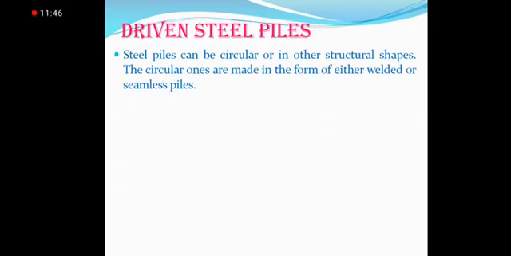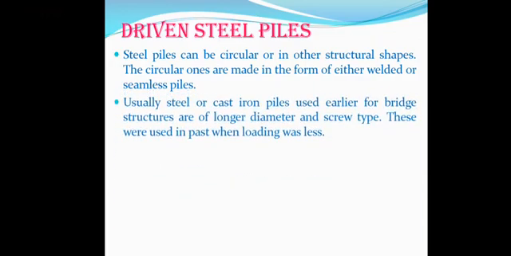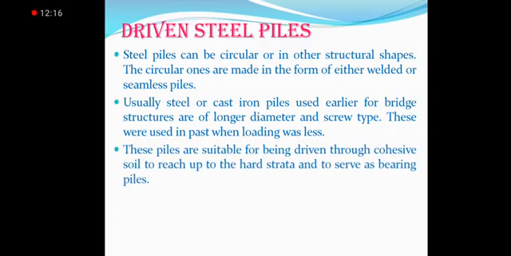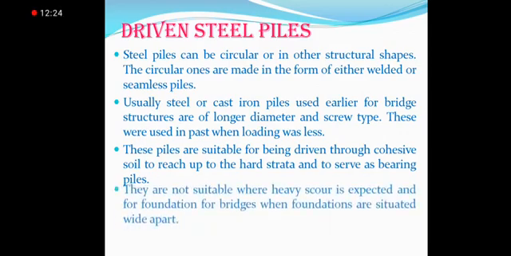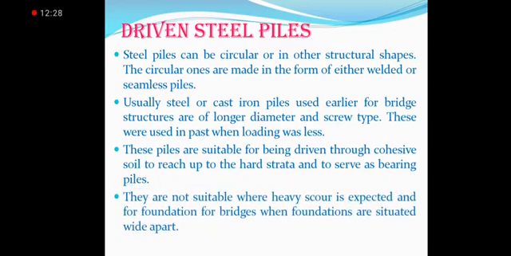Driven steel pipe. Steel pipe can be circular or in other structural shapes. The circular ones are made in the form of either welded or seamless steel. Usually steel or cast iron piles used earlier for bridge structures are of larger diameter and screw type. These were used in the past when loading was less. These piles are suitable for being driven through cohesive soil to reach up to the hard strata and to serve as bearing piles. They are not suitable where heavy scour is expected and for foundations for bridges where foundations are placed wide apart. Means these types of piles were used in ancient times.